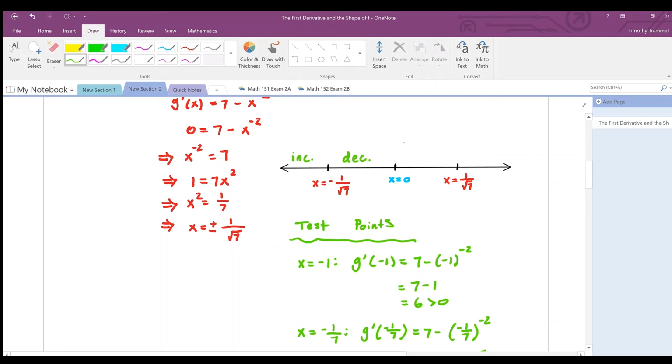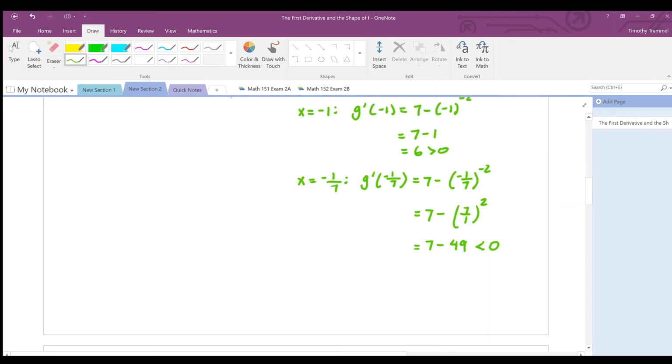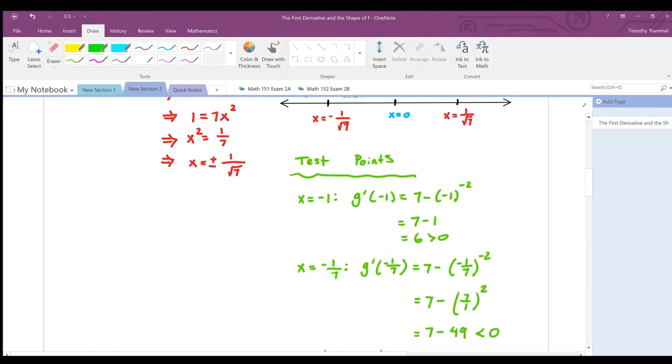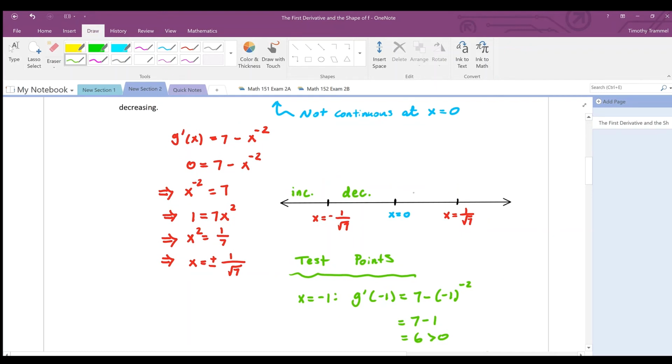And next, in between 0 and 1 over the square root of 7, how about we also do the same thing, but we'll use positive 1/7 this time. So we'll get g prime of 1/7. And this is actually also going to be equal to 7 minus 49, which is less than 0. And so it's decreasing there as well. So it's not always going to switch between increasing and decreasing with every consecutive interval.